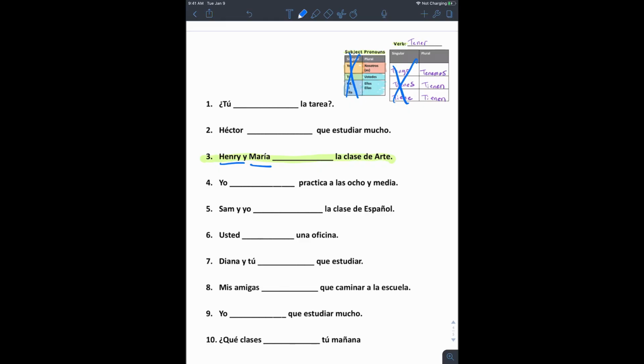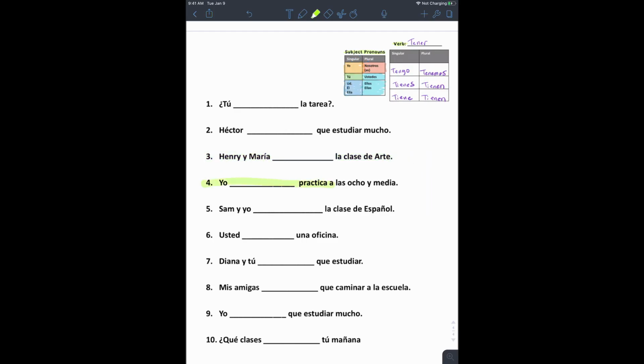In order for it to be tenemos, the nosotros form, it needs to say y yo. But does it say y yo in the sentence? If we look at this entire sentence, and more specifically, if we look at the subjects, does it say Henry, Maria, and I, y yo? It does not, so we're going to eliminate the nosotros form, which will eliminate tenemos, and look at this. Both of these are exactly the same. So it's obvious that the verb is going to be tienen.